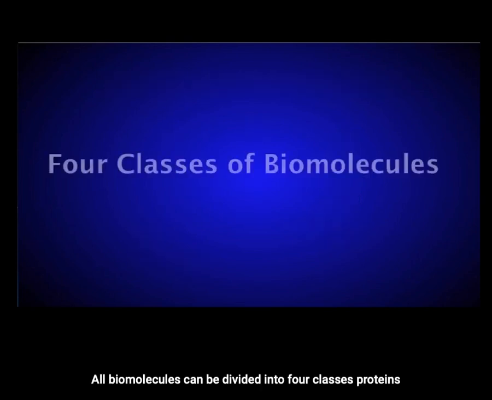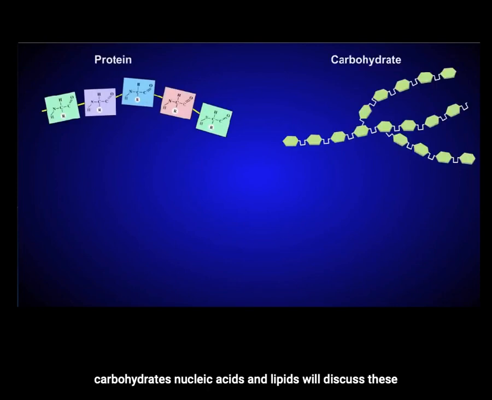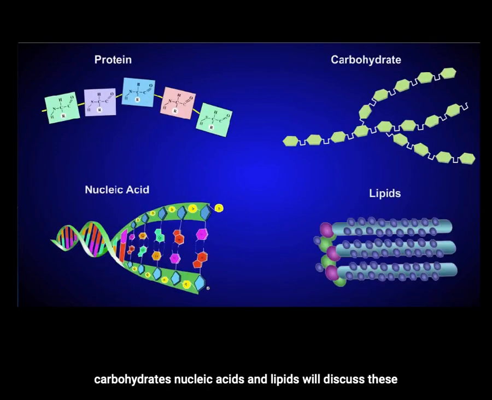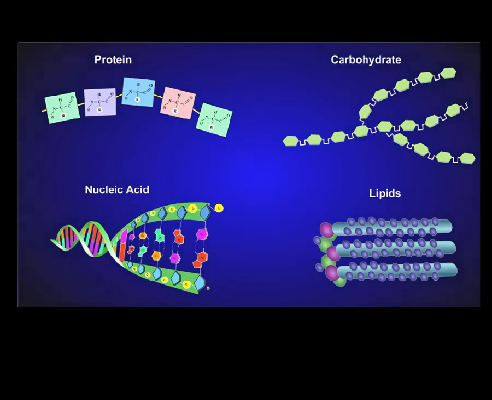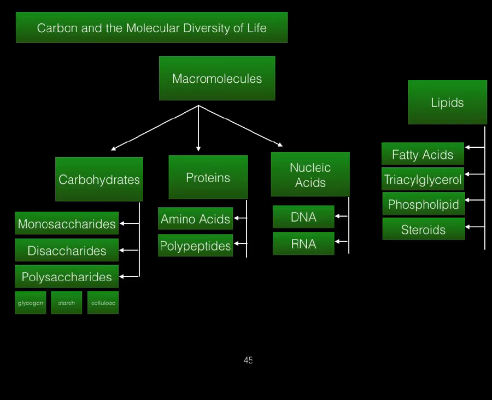All biomolecules can be divided into 4 classes: proteins, carbohydrates, nucleic acids, and lipids. We'll discuss these different classes in depth in the next few tutorials. Okay, so today's lecture covered carbon and the molecular diversity of life. We looked at macromolecules, including carbohydrates, proteins, and nucleic acids, and we also looked at lipids.